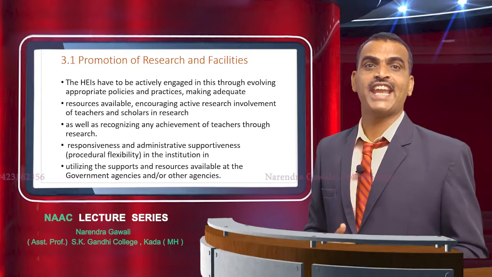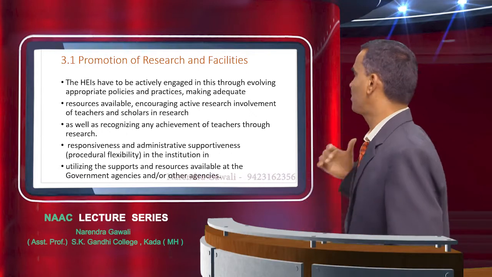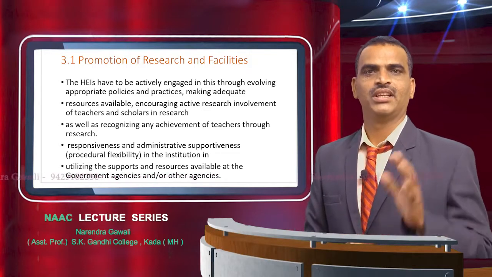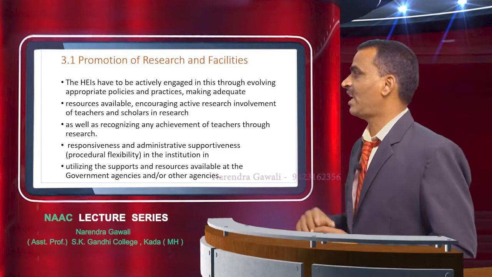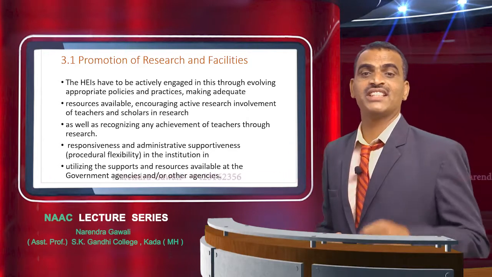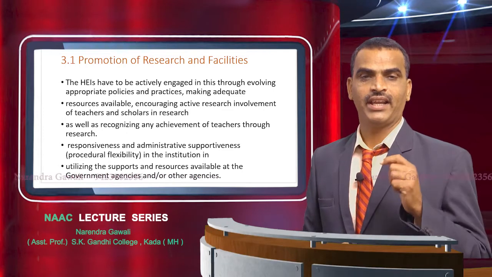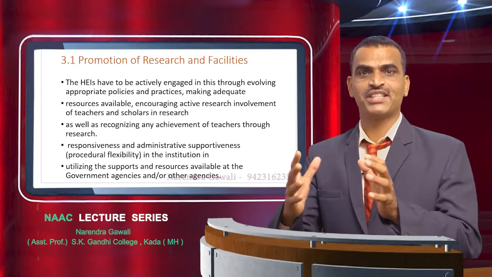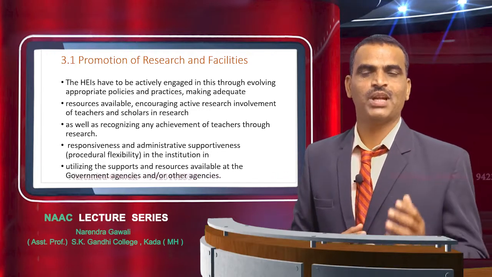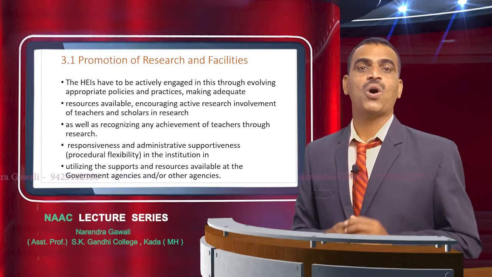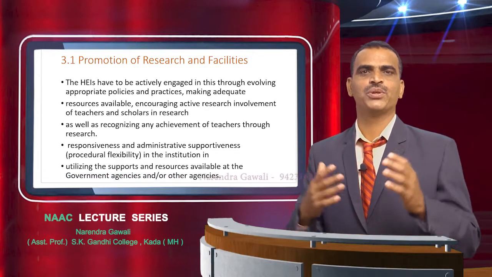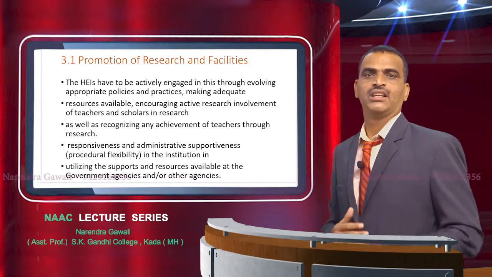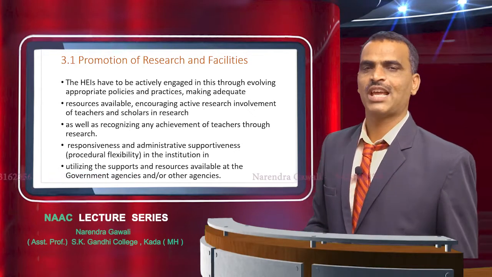What are the responsiveness and administrative supportiveness? That is procedural flexibility in the institution. What are the supportive facilities from administration or from infrastructure? That is also important. Then utilizing support and resources available from government agencies and other agencies. Not only at college level, but what are the support facilities from government, which might be state government or central government, or other agencies, NGOs, clubs, etc. Then what are the further facilities? That is dealt with here, promotion of research and facilities. This is applicable to university only.